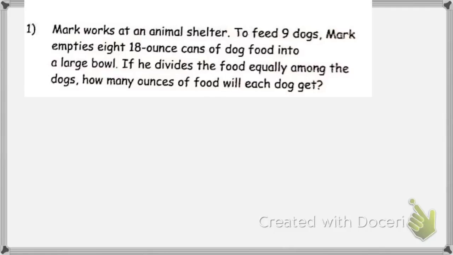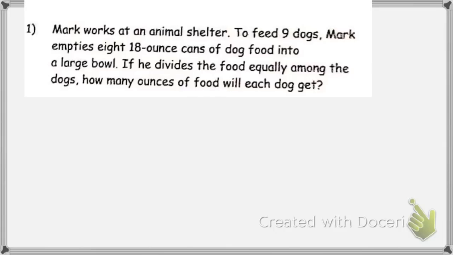Next sentence. To feed 9 dogs, I'm going to picture 9 dogs right next to each other. Mark empties 8 18-ounce cans of food into a large bowl. So I picture a table with 8 cans of food. I look at the bottom, they each say 18 ounces. And he's got a big, huge bowl. He's going to open them up with a can opener and dump all of the food into that bowl.